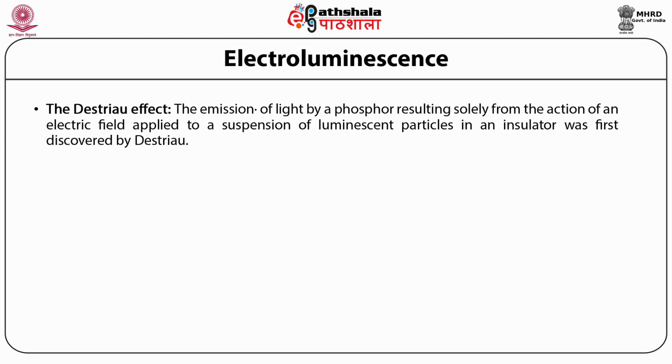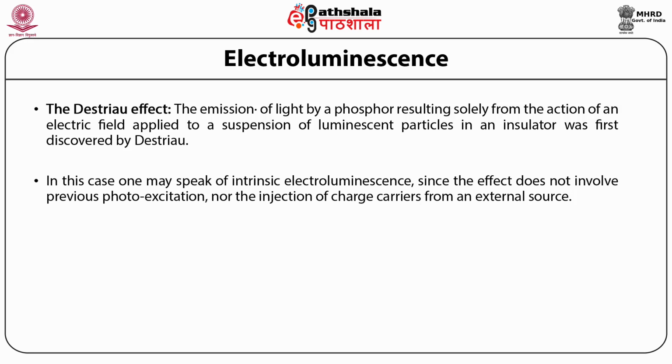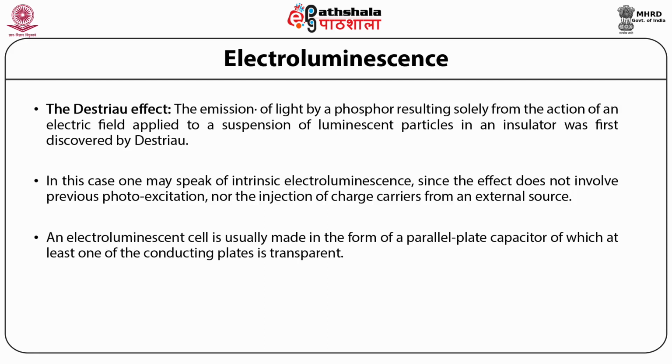The emission of light by a phosphor resulting solely from the activation action of an electric field applied to a suspension of luminescent particles in an insulator was first discovered by Destriau. In this case, one may speak of intrinsic electroluminescence, since the effect does not involve previous photoexcitation, nor the injection of charge carriers from an external source. An electroluminescent cell is usually made in the form of a parallel plate capacitor, of which at least one of the conducting plates is transparent.